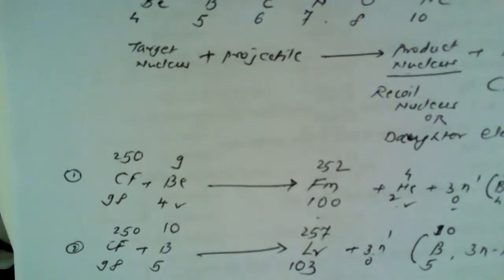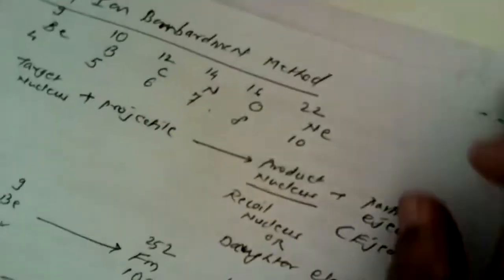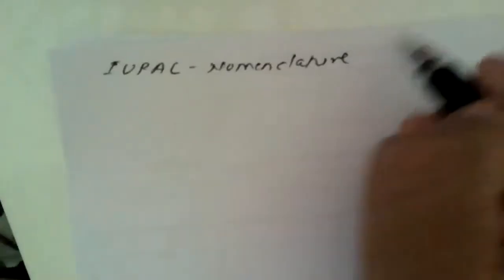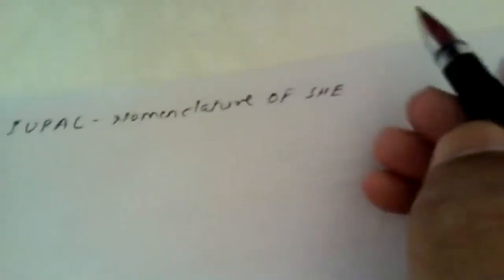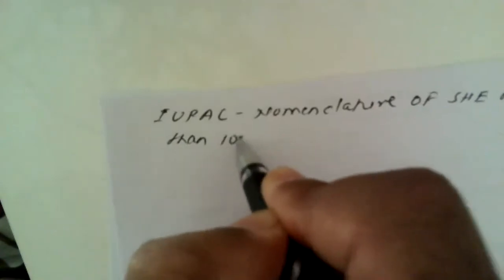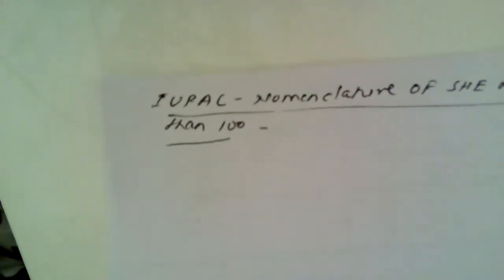If in certain cases the heavy ions are required for research purposes or some other purposes, then this method is very much fruitful. Now, the last aspect of this topic, chemistry of f-block elements, is IUPAC nomenclature of super heavy elements having atomic number greater than 100. So we have to give a perfect scheme for the naming of all these elements having atomic number greater than 100.